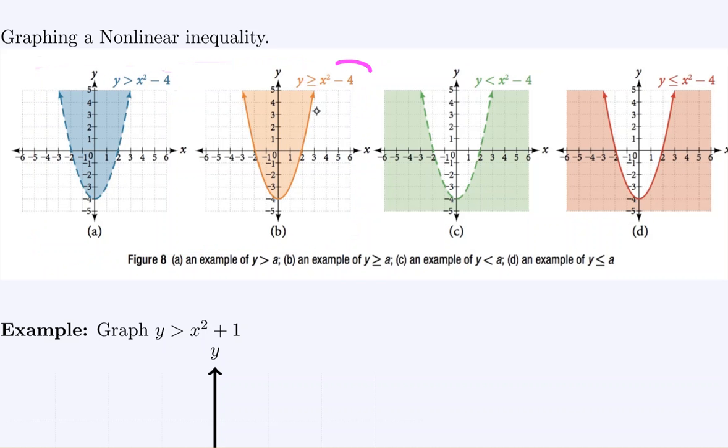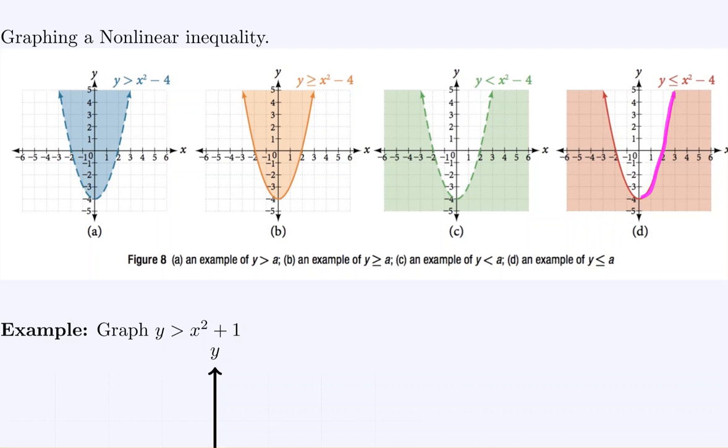And the distinction between a and b is it's still y is greater than this equation, y is greater than this equation, but graphically the way we distinguish strictly greater and greater than or equal to is if it's strictly greater, it has to be a dotted line, and if it's greater than or equal to, it's a solid curve. Now the next one should be read as y is less than or equal to x squared minus 4. The distinction between c and d is just less than is dotted line, less than or equal to is solid.